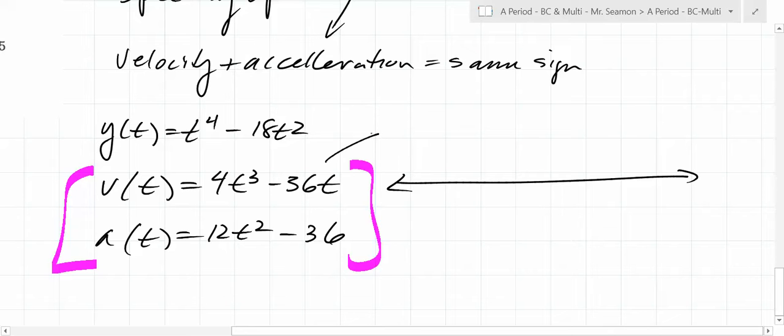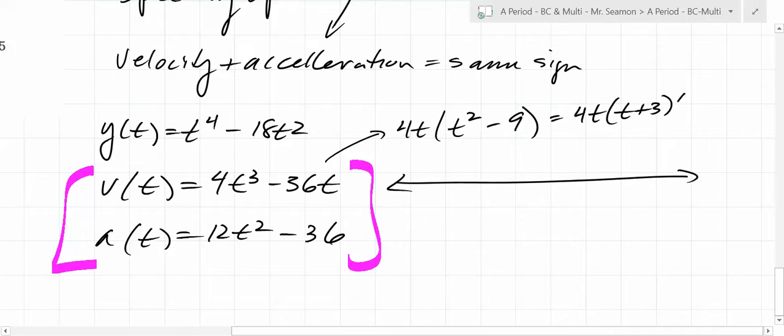Yeah, so on these, can you factor out a bunch of things? Yeah, you factor out a 4t, and what do you end up with? t squared minus 9, right? And what is that going to be? 4t times (t plus 3) times (t minus 3). So what points do you have? You have 0, 3, and negative 3.